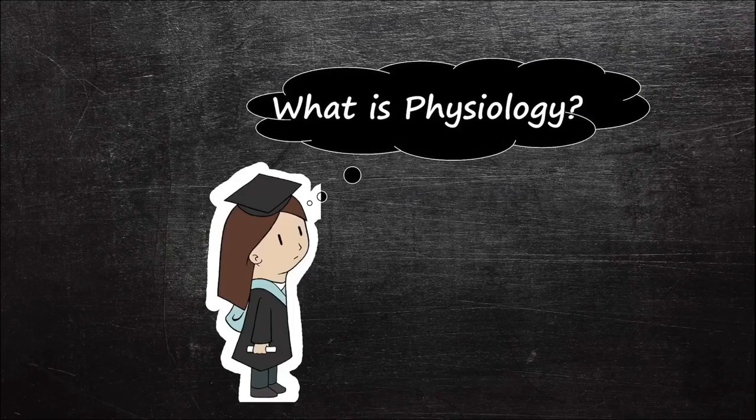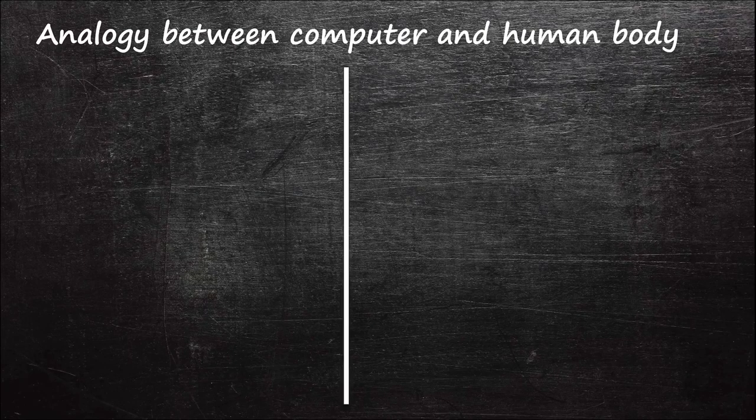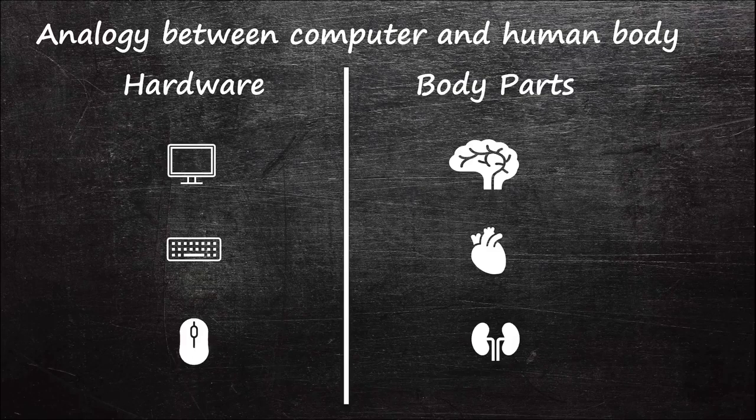What is physiology? I'm going to answer this using an analogy between a computer and a human body. A computer is made up of parts like a monitor, CPU and a keyboard. An expert who studies these computer parts is called a hardware engineer. Similarly, the human body is made up of parts, organs like brain, heart, kidneys and so on. And a person who studies the structure of these organs is called an anatomist.